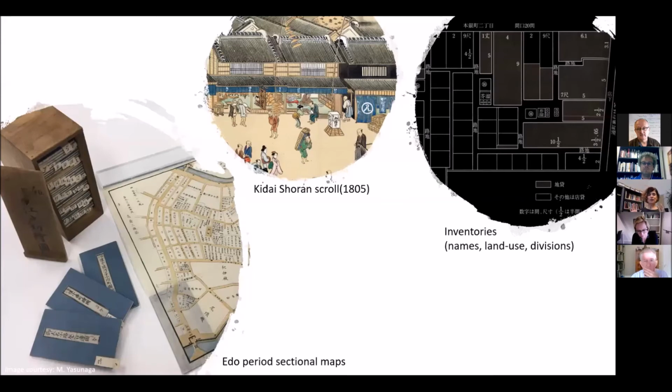Here I included just a few very crucial primary sources related to the very location. In addition to maps and the archival inventories, you may also spot a visual resource, here the Kidai Shoran Scroll. Though I should highlight that we do not assess the visual illustration as a true reflection of reality in the pre-modern time, but rather we cross-compare it with other inputs, and on top of that, we apply a critical vision of source criticism.